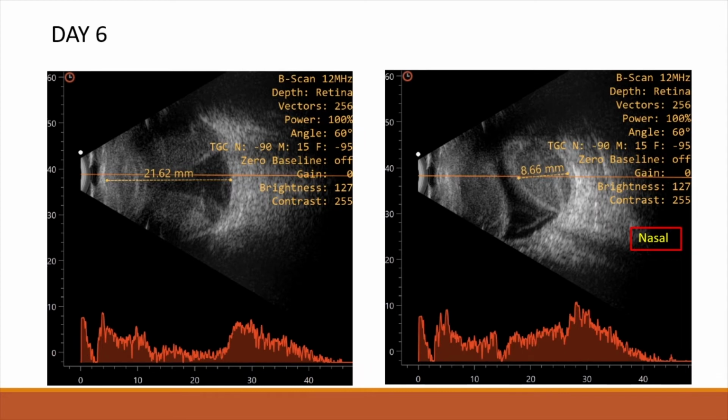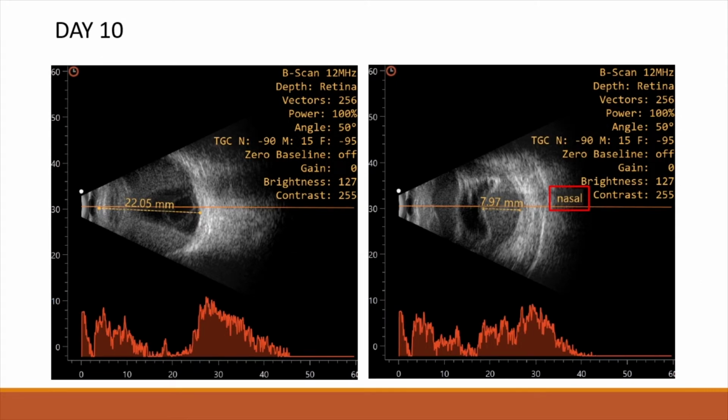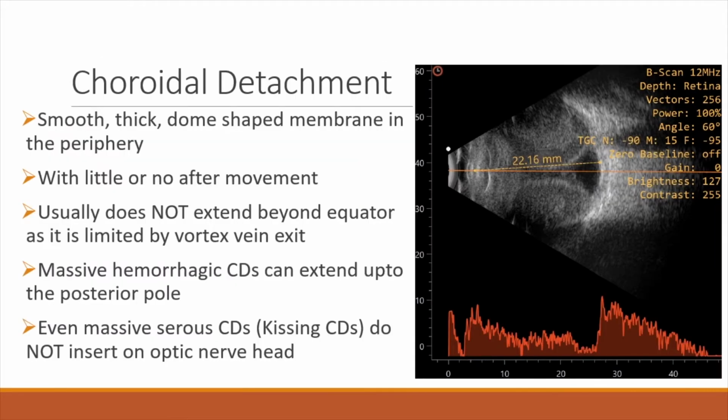And on day 6, we can see that there is an anechoic space in the hemorrhagic CD, suggestive of early clot lysis. This is a day 10 image. So with the help of ultrasound, we can also assess the clot lysis.